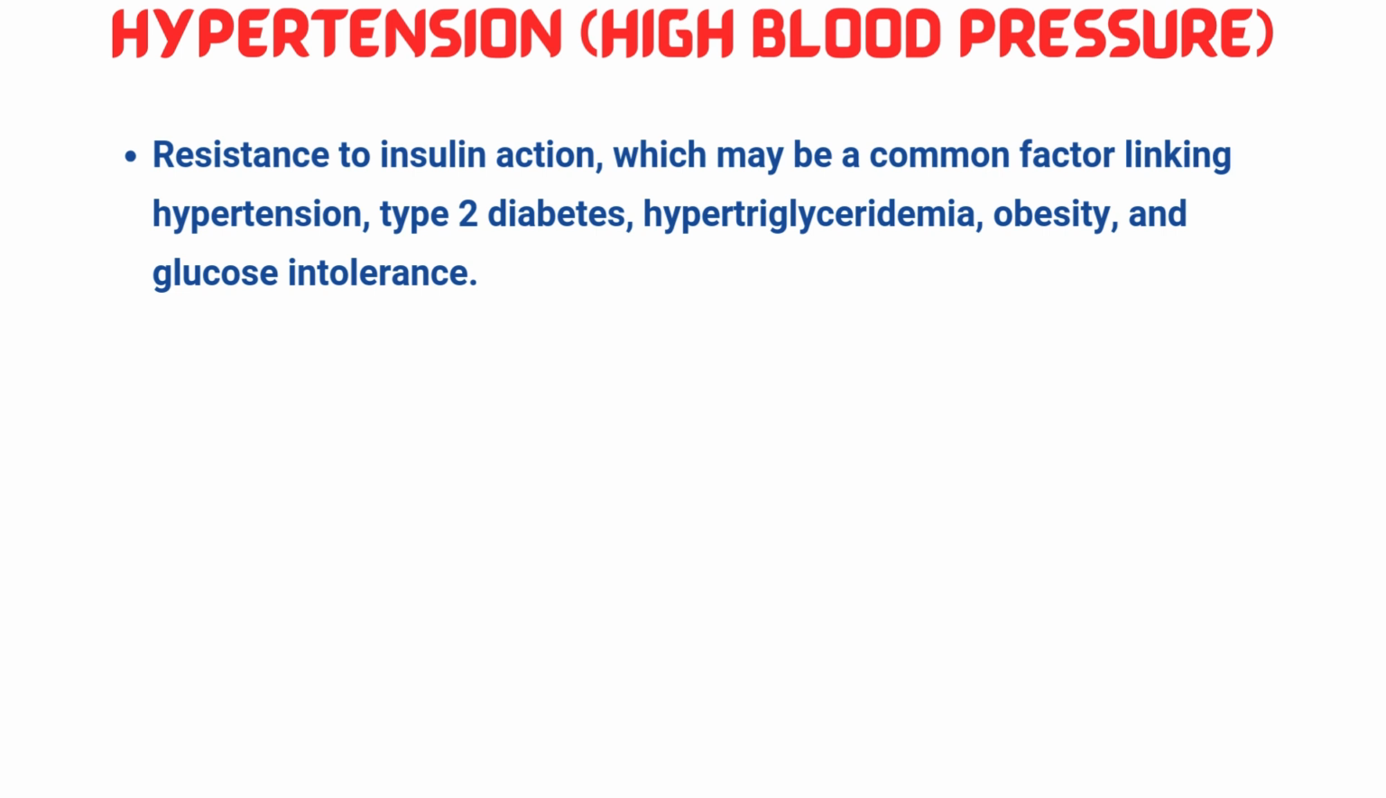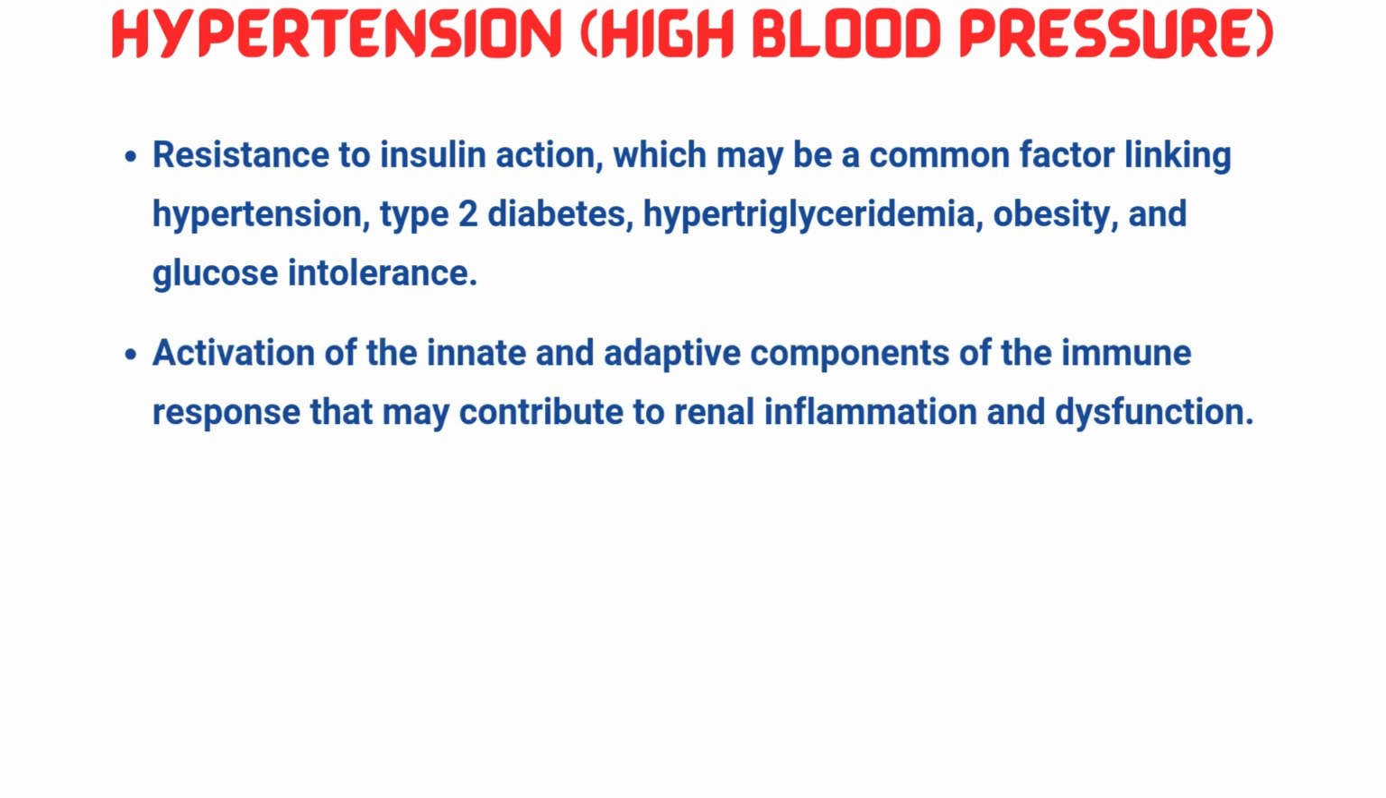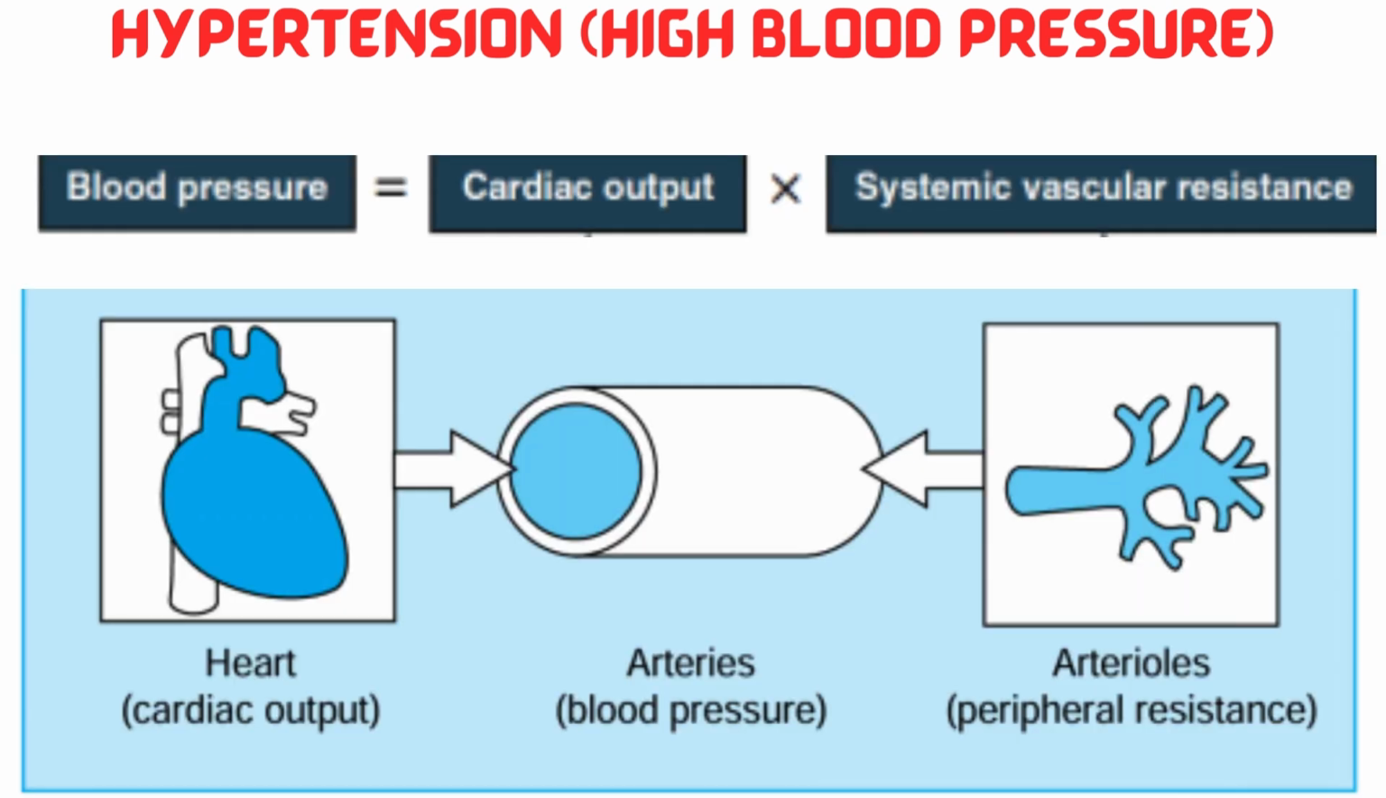hypertriglyceridemia, obesity, and glucose intolerance; and activation of the innate and adaptive components of the immune response that may contribute to renal inflammation and dysfunction. Blood pressure rises with any increase in cardiac output and systemic vascular resistance. As hypertension progresses from elevated stage to stage 1, there will be an increase in both blood volume and cardiac output, leading to an increase in systemic vascular resistance. As hypertension progresses, SVR rises and cardiac output returns to normal. The hemodynamic feature of hypertension is a persistently increased SVR.